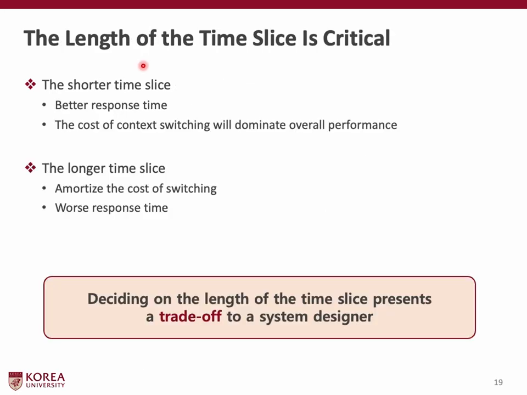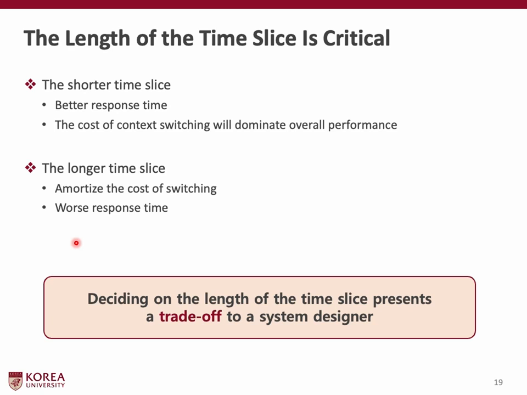Okay, then let's take a closer look at round robin and talk about a key parameter, which is the length of the time slice. If the time slice is too short, the system feels very responsive, but the downside is frequent context switching, which causes overhead and wastes CPU time. If the time slice is too long, we can reduce the overhead of context switching, but now jobs have to wait longer for their turn.